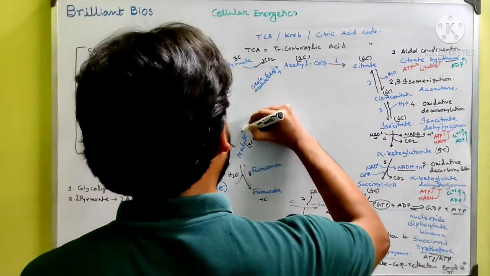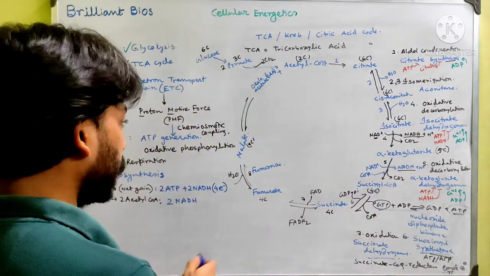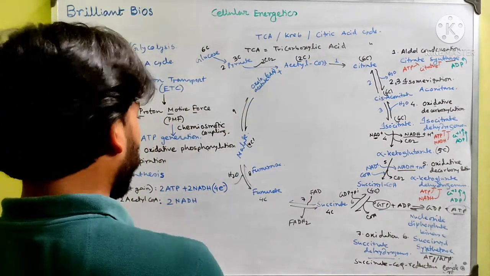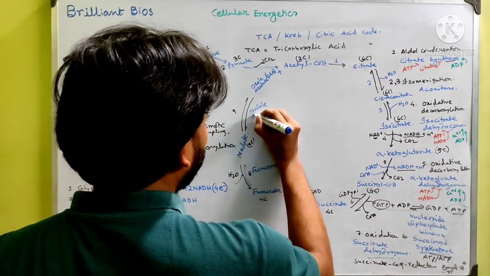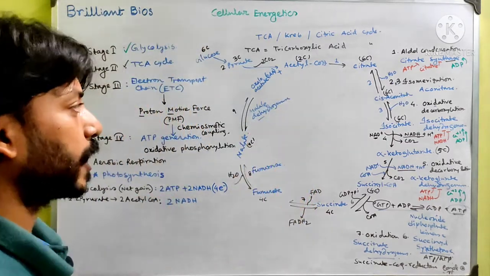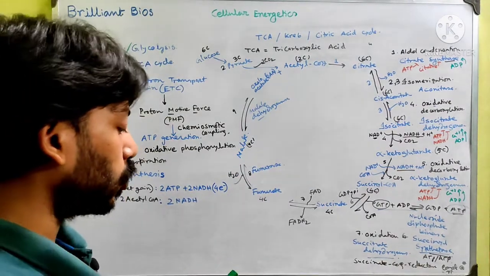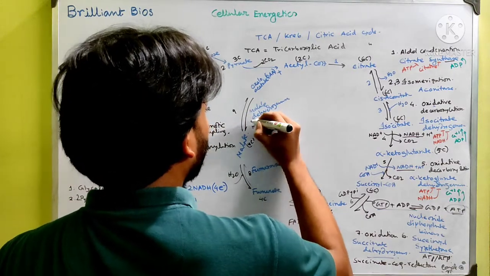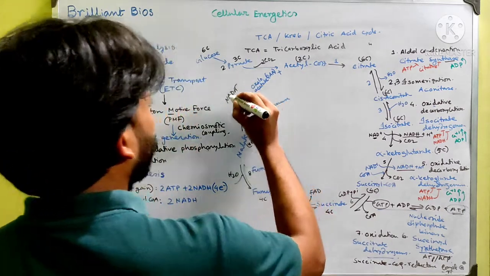Now the malate is converted into oxaloacetate. This is also a reversible step, and this is the last step, the 9th step. The enzyme name is malate dehydrogenase. Now I think you can understand that where there is a dehydrogenase, it exchanges hydrogen. So this step also produces NAD plus to make NADH. You have to remember this.